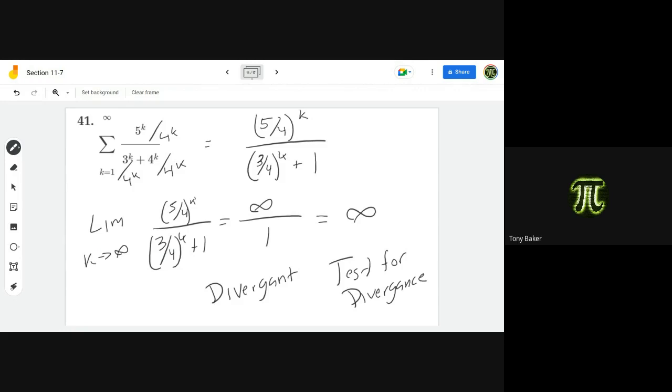I wanted to do one that used the test for divergence that wasn't very obvious that it was the test for divergence. You could have also probably done this one with a limit comparison test, comparing it to 5/4. Because as the 4 to the k gets infinitely large, the 3 to the k kind of drops off. So you can just look at it as 5/4 and compare it as a geometric series.